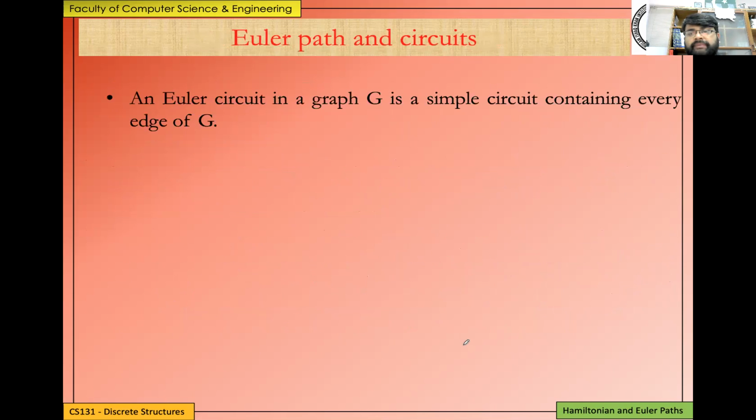So let us begin with some of the definitions, or some of the inquisitive questions that were asked in the previous slide. So what is an Euler path and what is an Euler circuit?